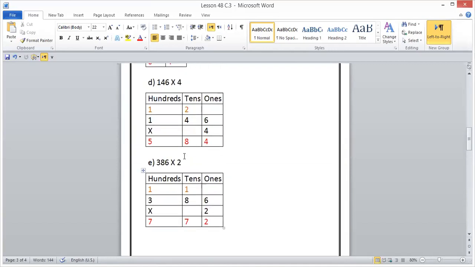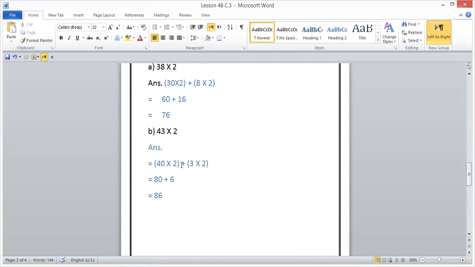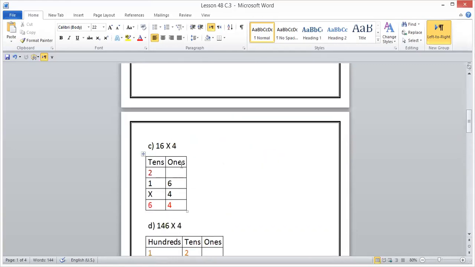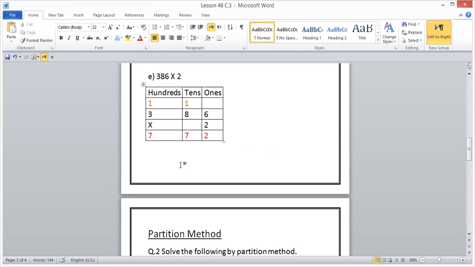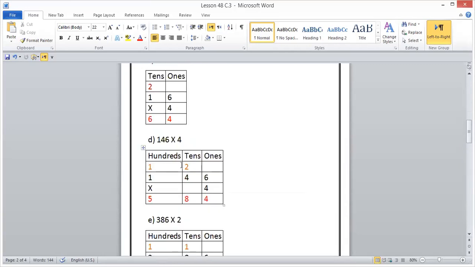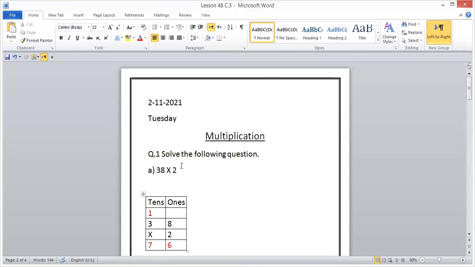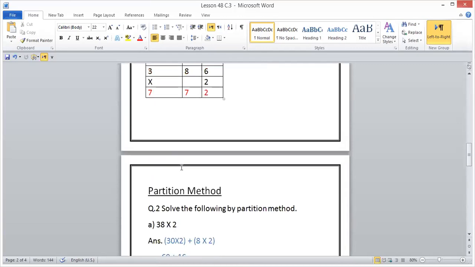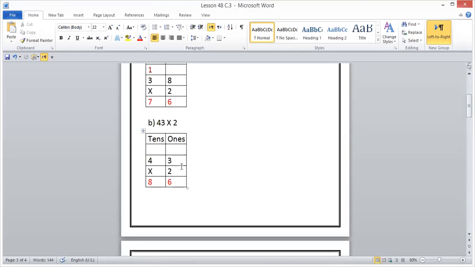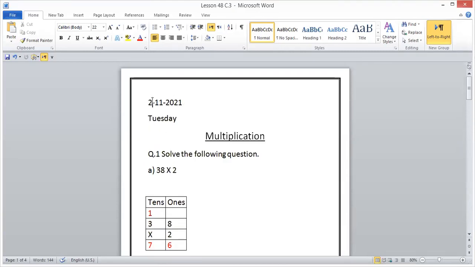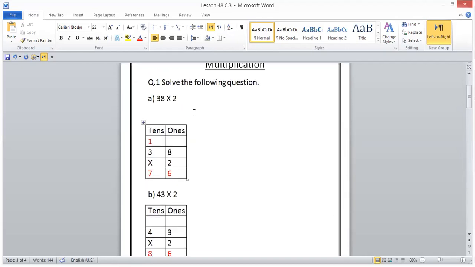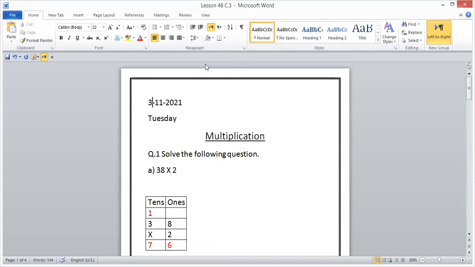Now, we completed questions 2A and 2B in the last class, guys. So questions C, D, and E, we are going to complete now with the partition method. So take out your notebooks and on the top of the page, write the date, 3rd November 2021. The day is Wednesday. And we are studying multiplication.